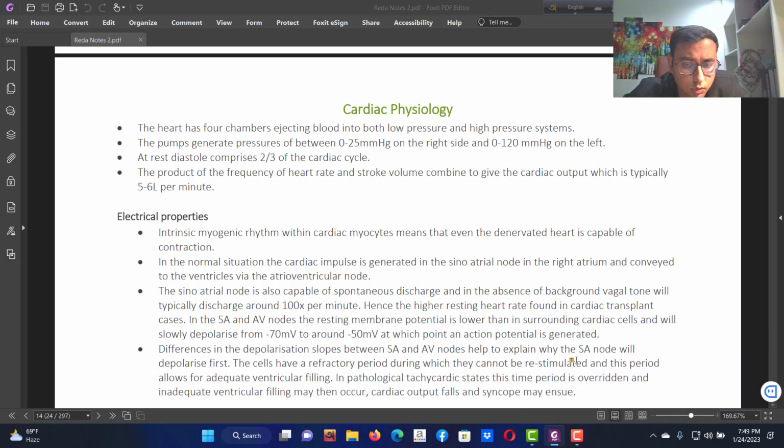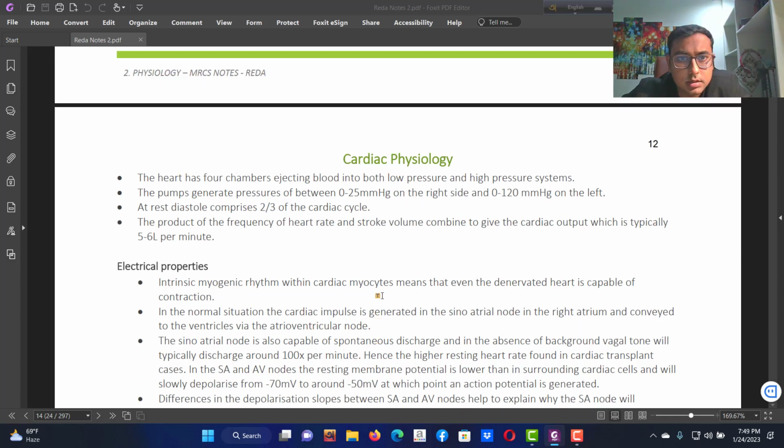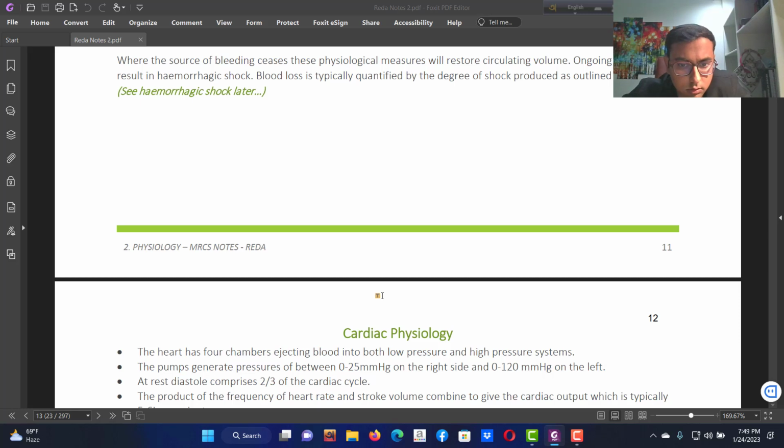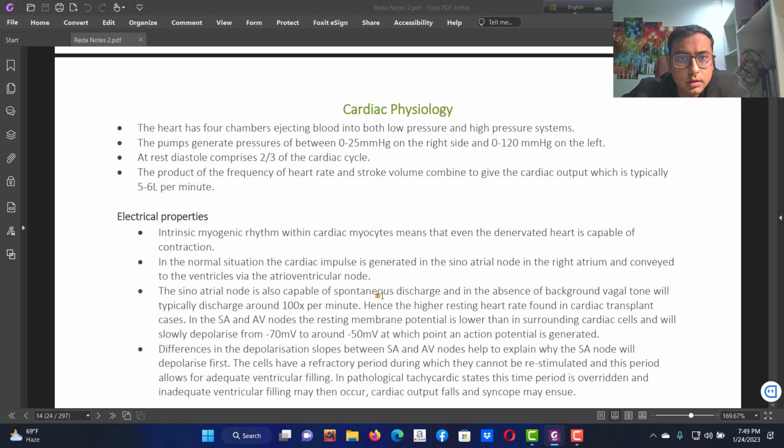This is one of the most important parts of the paper 1 exam. We know that the maximum questions come from the anatomy, and the rest of the part and the basic part come from the physiology. So in the previous video I already covered up to the bleeding portion, that is coagulopathy or coagulation related physiology. Now the next one is cardiac physiology.